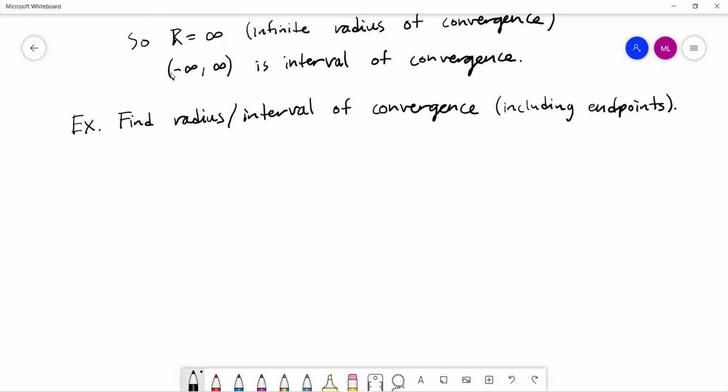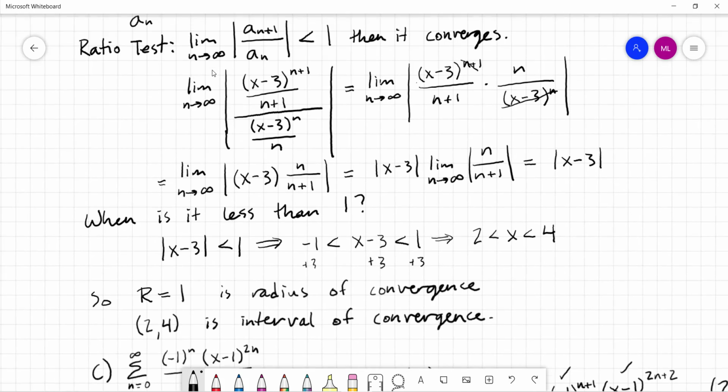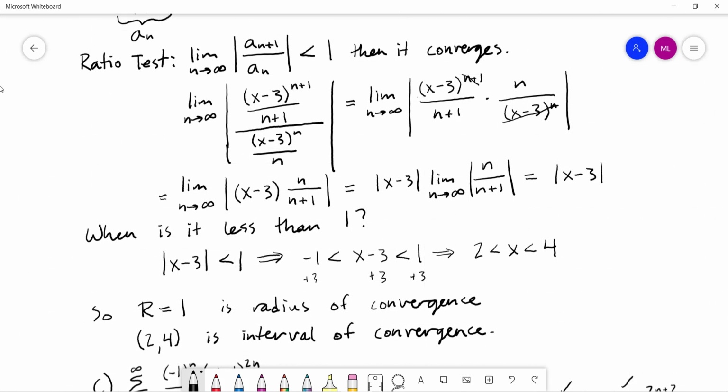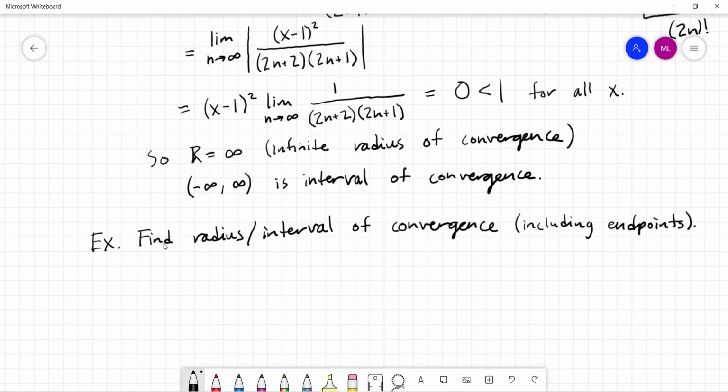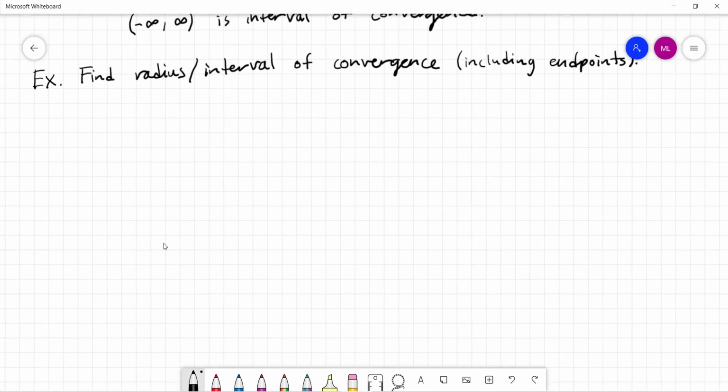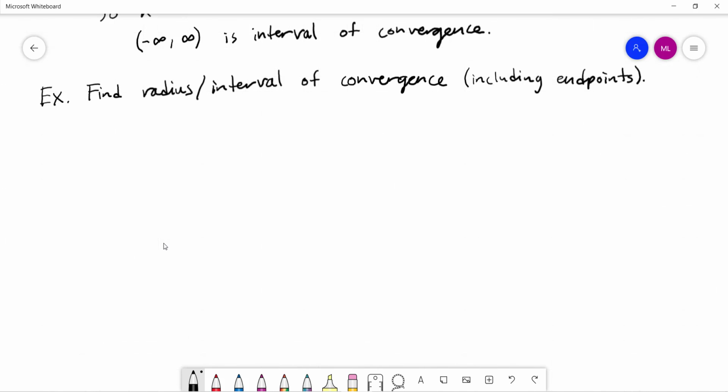So on an example like the one we just did, where the interval goes from negative infinity to infinity, it doesn't matter. But when we get a result like the one that we did up here, from 2 to 4, how do we know whether or not we can include the 2 and the 4 as part of that interval, or whether they need to be excluded from that interval? So that's what I want to take a look at. Okay, so let's look at this example.